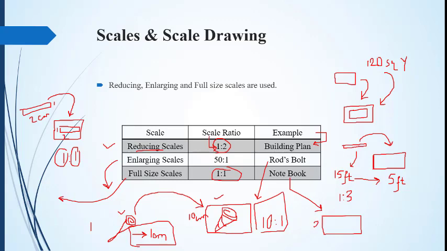For example, here 3 centimeter, or here 5 centimeter. So the 3 and 5 centimeter size is drawn again. The actual size is drawn on the drawing sheet, 3 centimeter and 5 centimeter. This is known as full size scales.